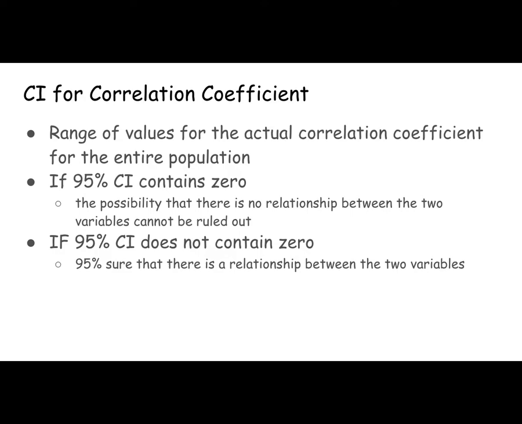If the 95% confidence interval contains zero, then we can't rule out the possibility that there is no relationship between the two variables with 95% certainty. If the 95% confidence interval does not contain zero, then we can be 95% sure that there is some relationship between the two variables.